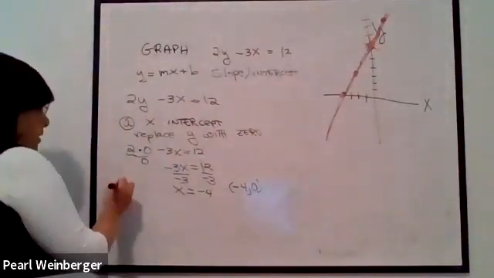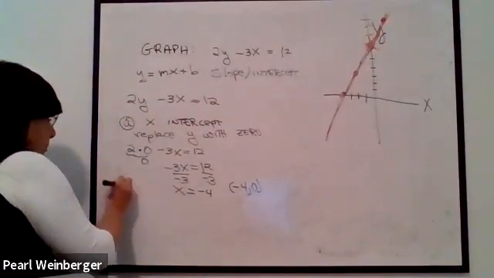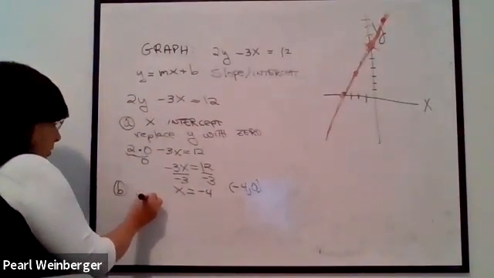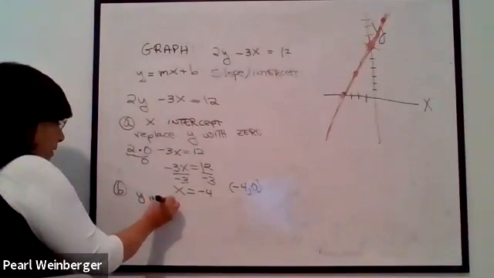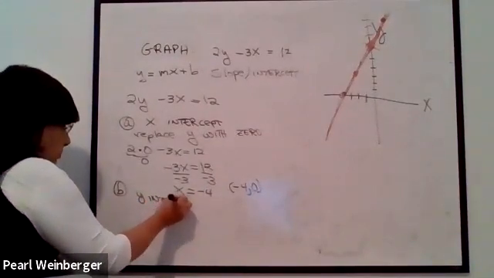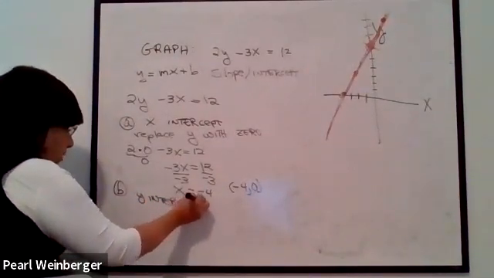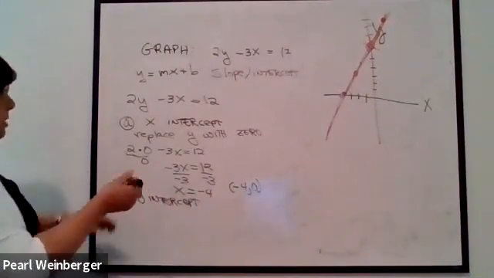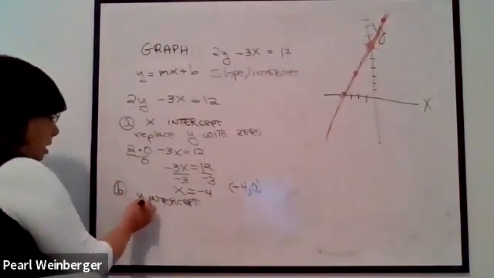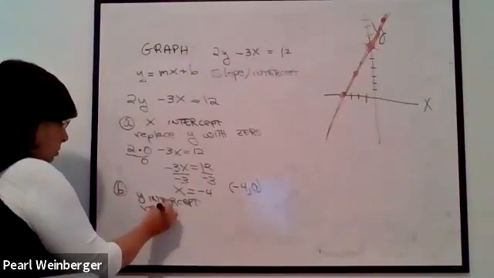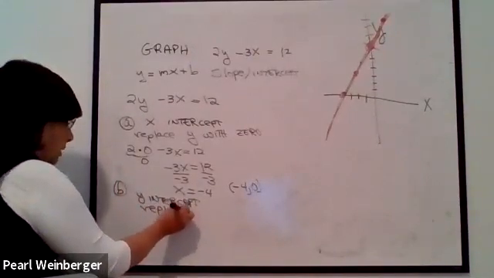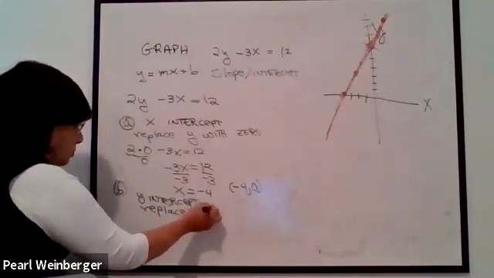If we want to find the y-intercept, we do a similar thing. But here, instead of replacing the y with 0, now we're going to replace the x with 0.